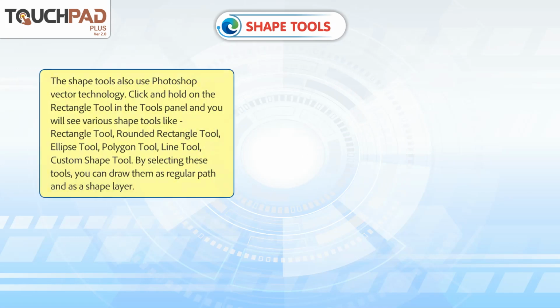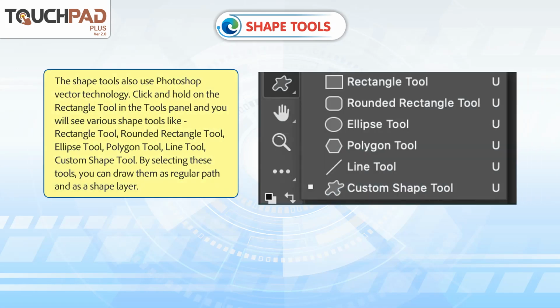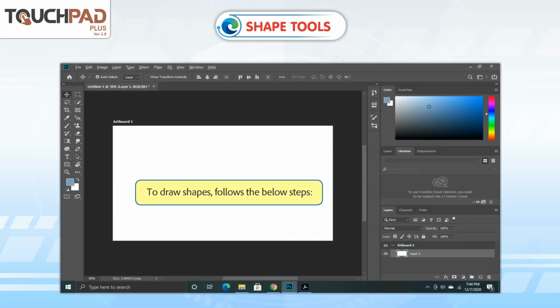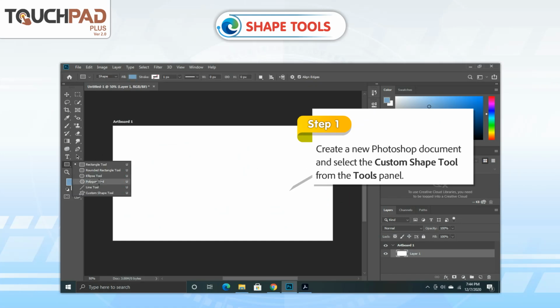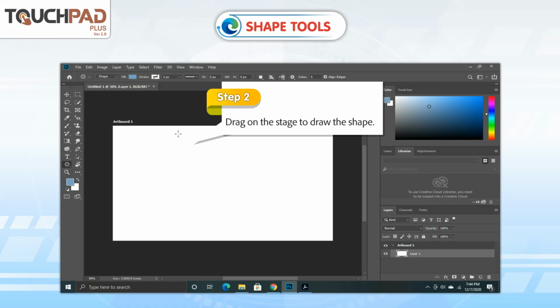Shape tools. The shape tools also use Photoshop vector technology. Click and hold on the rectangle tool in the Tools panel and you will see various shape tools like rectangle tool, rounded rectangle tool, ellipse tool, polygon tool, line tool, custom shape tool. By selecting these tools, you can draw them as regular path and as a shape layer. To draw shapes, follow the below steps. Step 1. Select the desired shape tool from the Tools panel. Step 2. Drag on the stage to draw the shape.